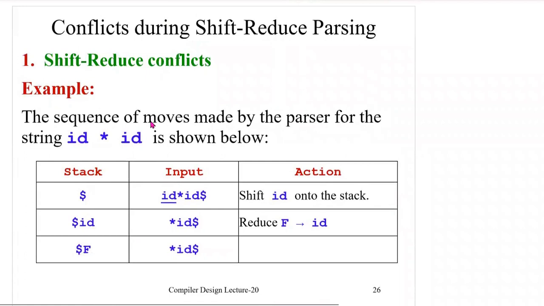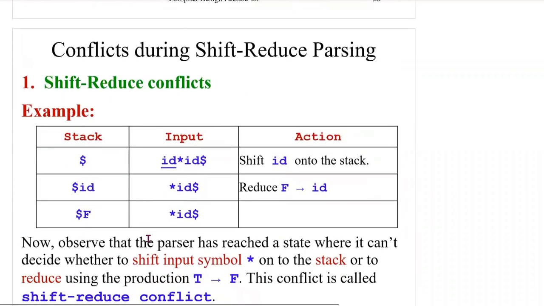A sequence of moves made by the parser for the same string id into id is shown below. Here you can see, initially the stack contains an empty $, and the input is id into id ended with $. First we shift id onto the stack. Now reduce id with F. Now, next step, let us see whether we want to reduce F on top of the stack or shift star onto the stack. This conflict is called a shift-reduce conflict.